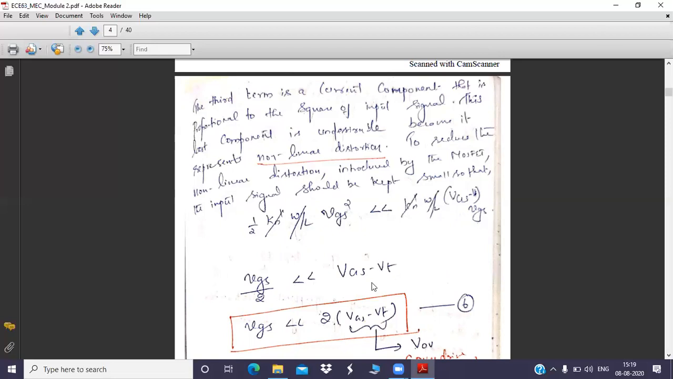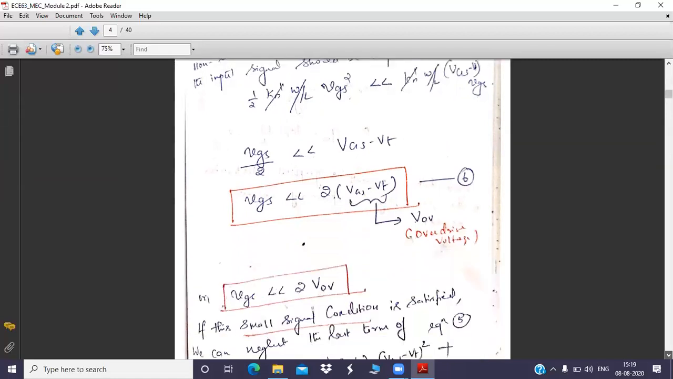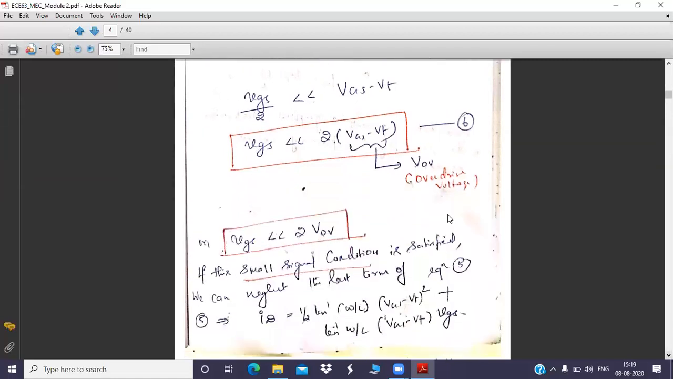You take 2 to the right side. So small letter VGS will be less than 2 times VGS minus VT. And what is this VGS minus VT? VGS minus VT is otherwise known as VOV, which is the overdrive voltage. So small letter VGS is less than 2 times VOV. VGS minus VT is otherwise known as overdrive voltage, which we have studied from the first module. So this condition we have to maintain.